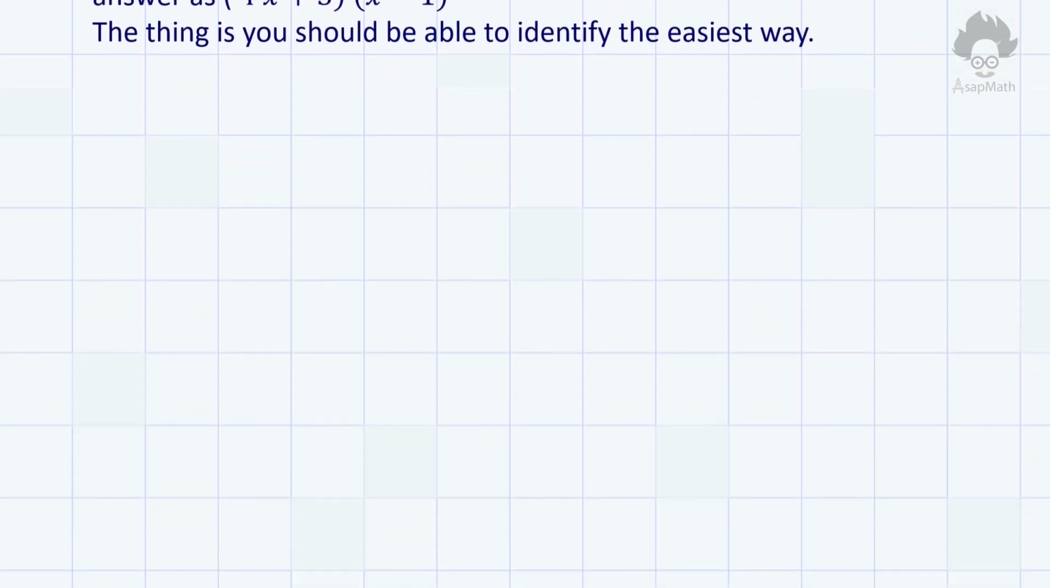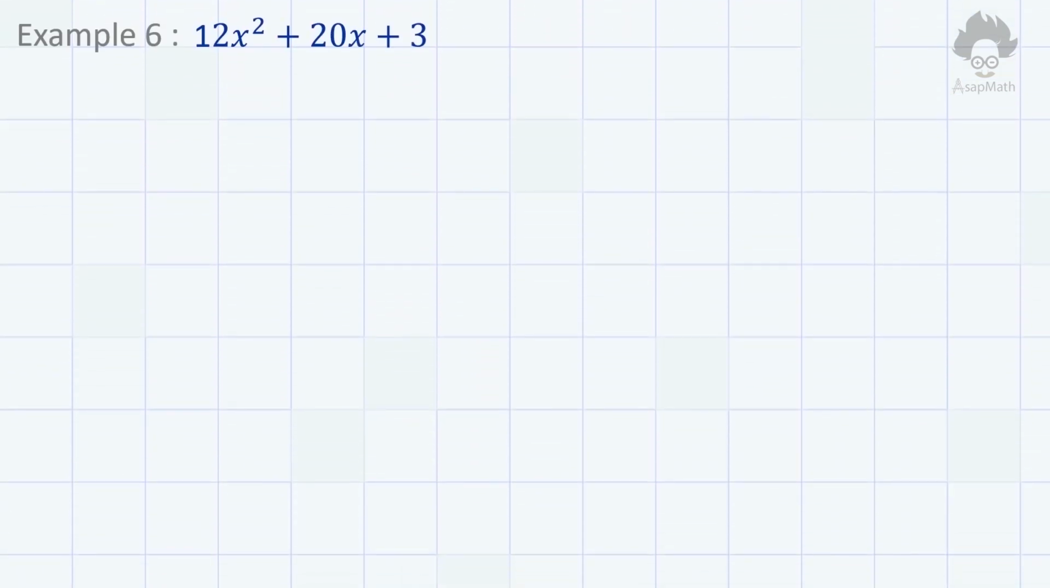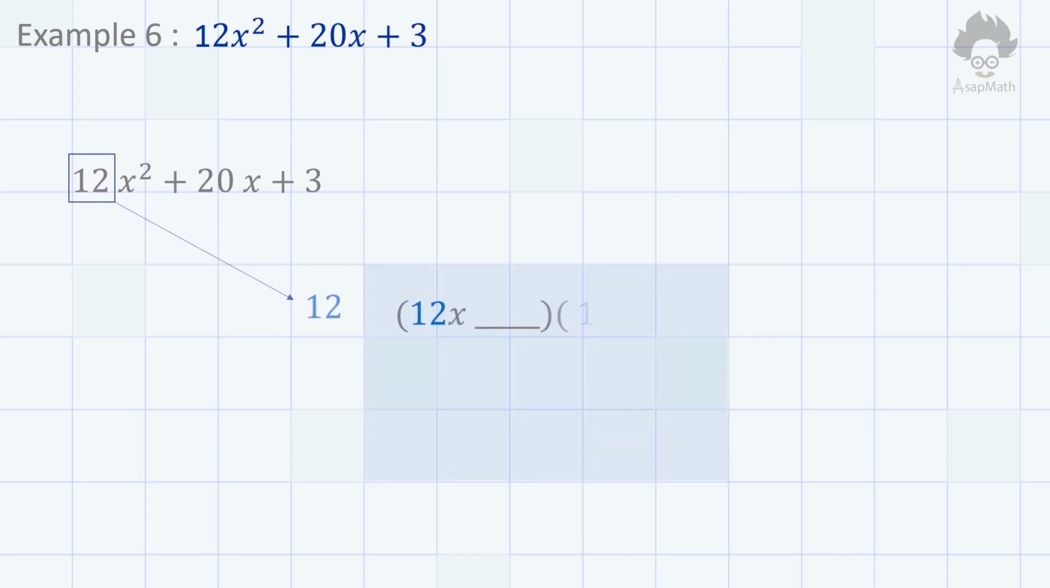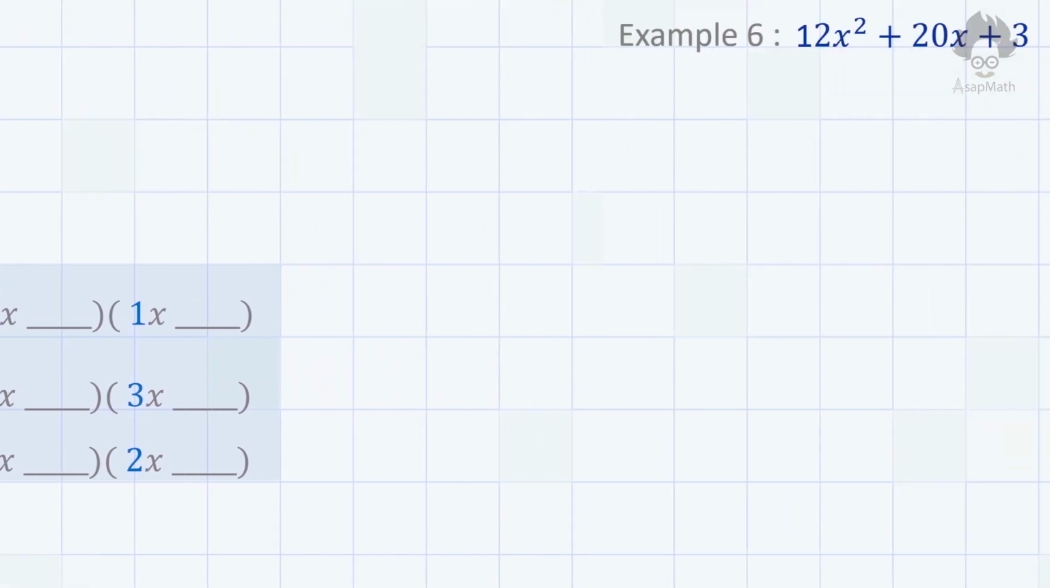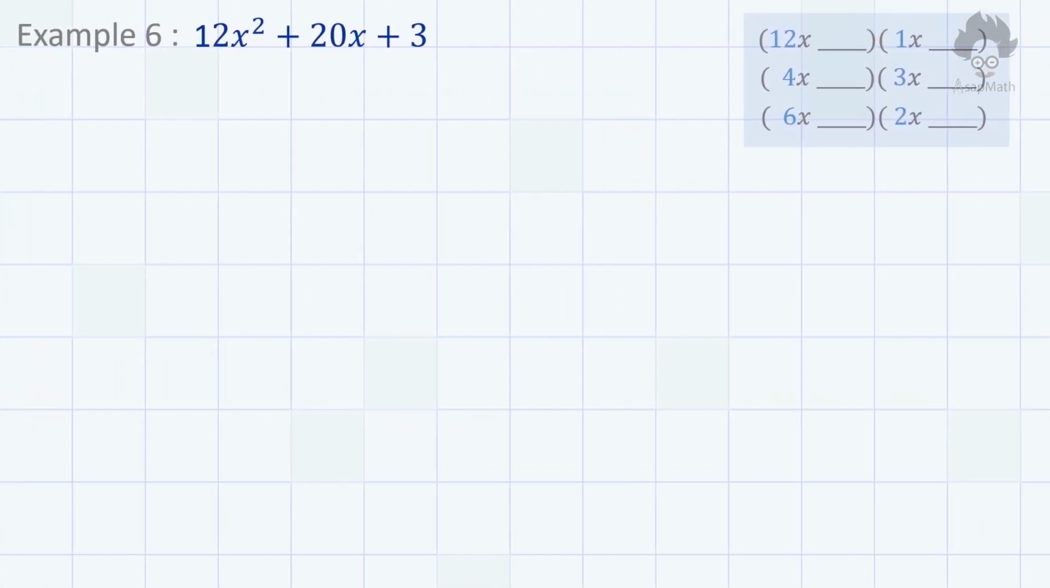Let's consider another example. This can be factorized in 3 different ways. From the 3 different ways, one method is much easier and the others are a little bit difficult. So we should know which method to select. The possible 3 methods are shown in the top right corner.